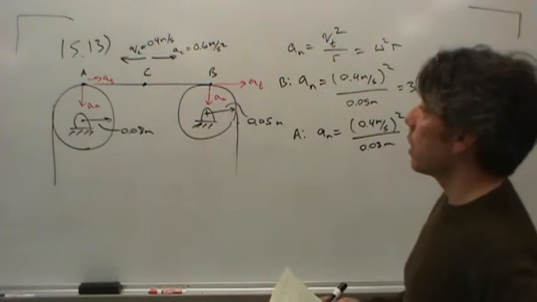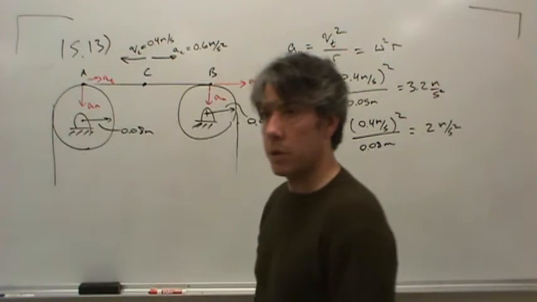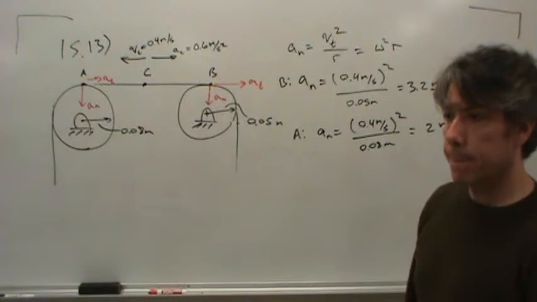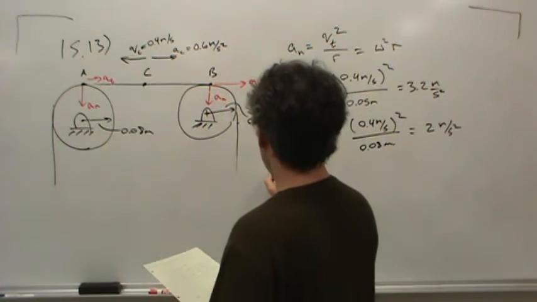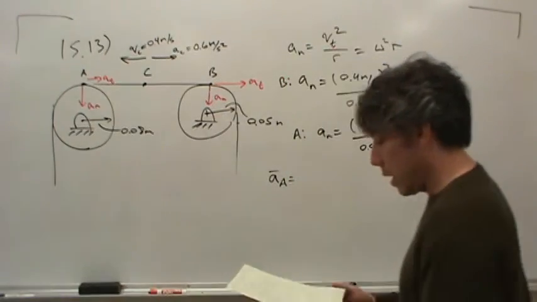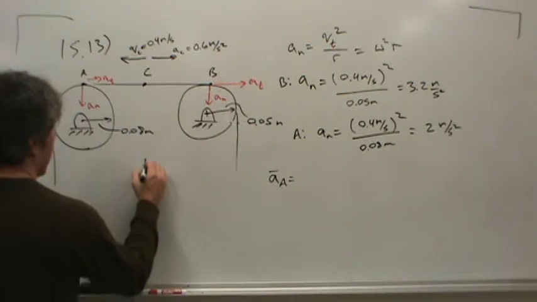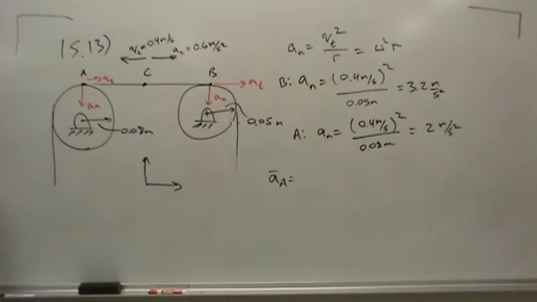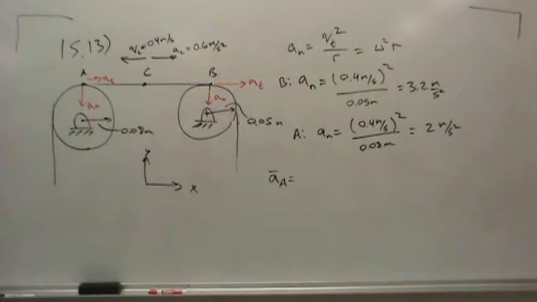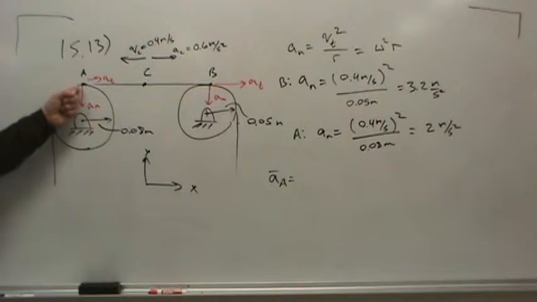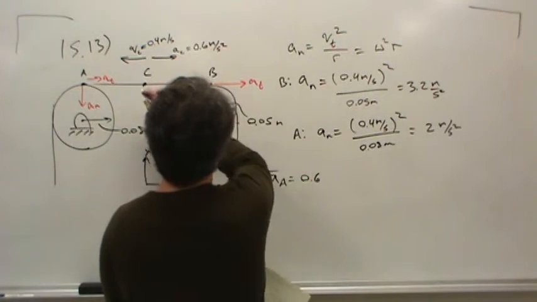If we want the total acceleration, then we have to perform a vector sum of the normal and tangential accelerations. I didn't do that. What I did is I simply wrote the acceleration of A as a vector, because the acceleration of A is going to have a component in the tangential and in the normal direction. So I just set up a coordinate system, x, y, like this. That way I could write down the acceleration of A in the x direction is simply the same as the acceleration of C.